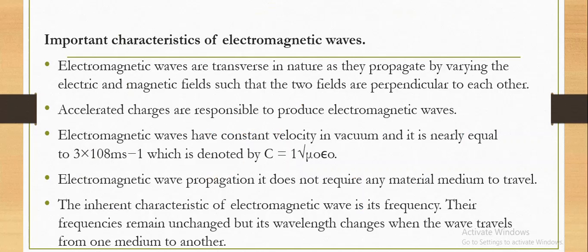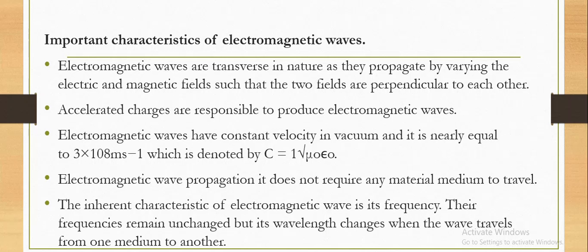Important characteristics of electromagnetic waves are: electromagnetic waves are transverse in nature as they propagate by varying the electric and magnetic fields such that the two fields are perpendicular to each other. Accelerated charges are responsible to produce electromagnetic waves. Electromagnetic waves have constant velocity in vacuum and it is nearly equal to 3 × 10^8 meter per second, which is denoted by c = 1/√(μ0ε0). Electromagnetic wave propagation does not require any material medium to travel.